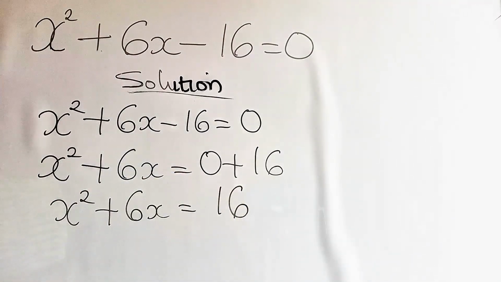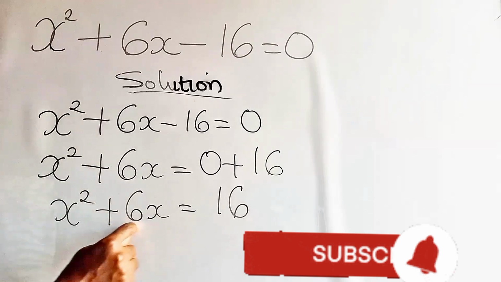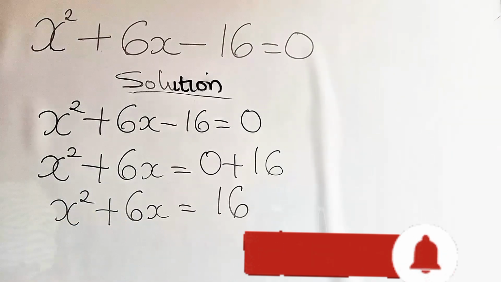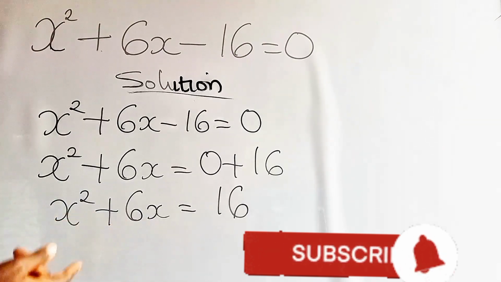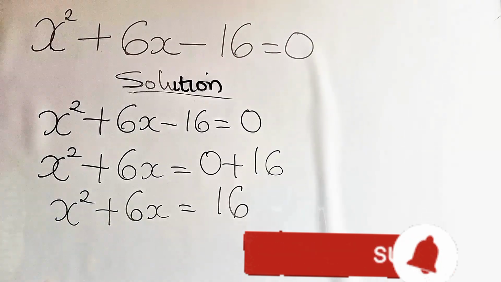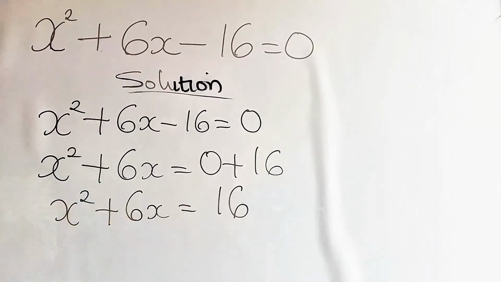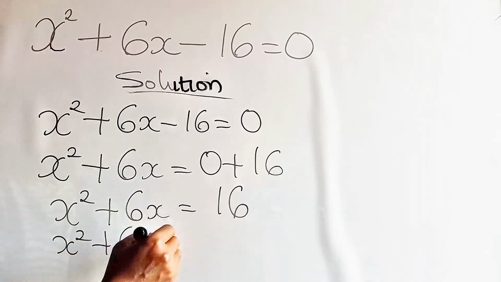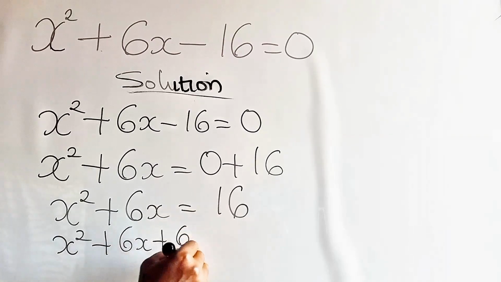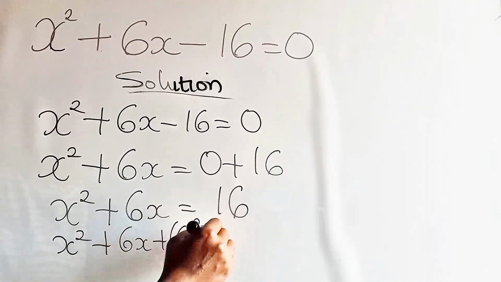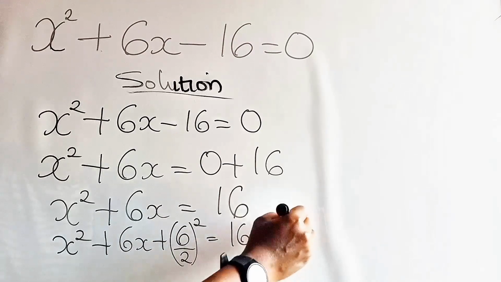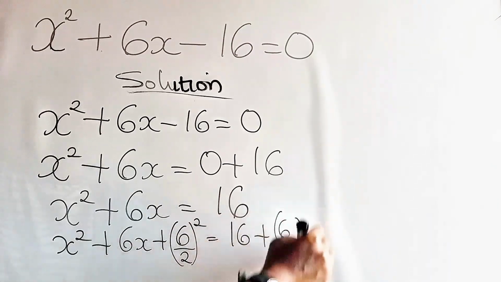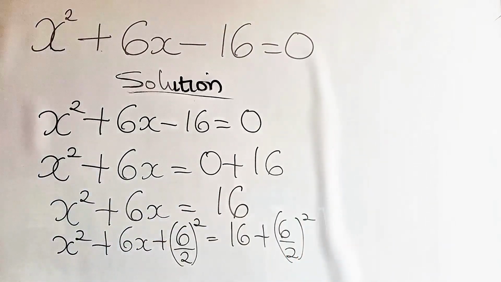At this point, the next thing to do is to find half of the coefficient of x. The coefficient of x in this equation is 6. So we're going to find half of 6, and then we square it and add it to both sides of the equation. This is what I mean. So we have x squared plus 6x plus (6 divided by 2) all squared equals 16 plus (6 divided by 2) all squared. You understand what I've done here, right?